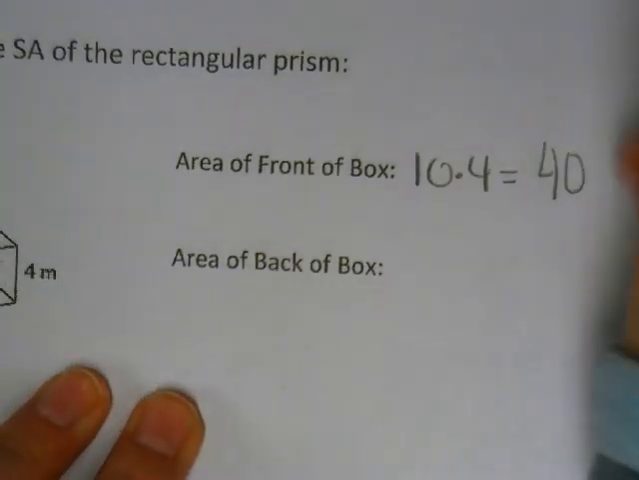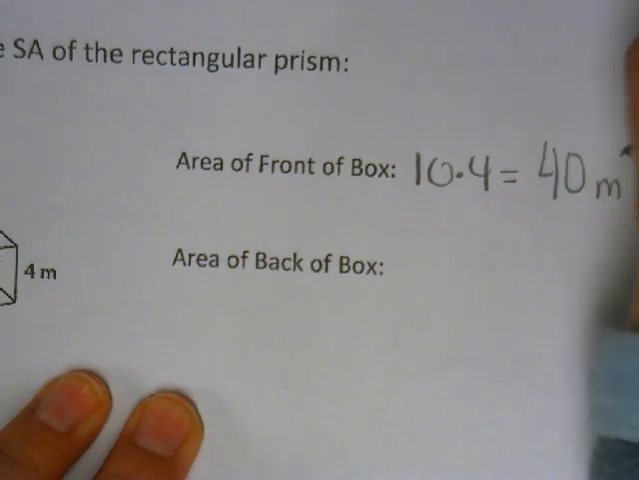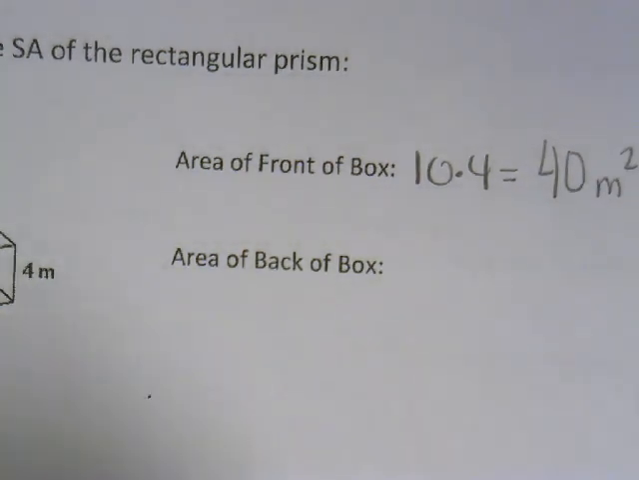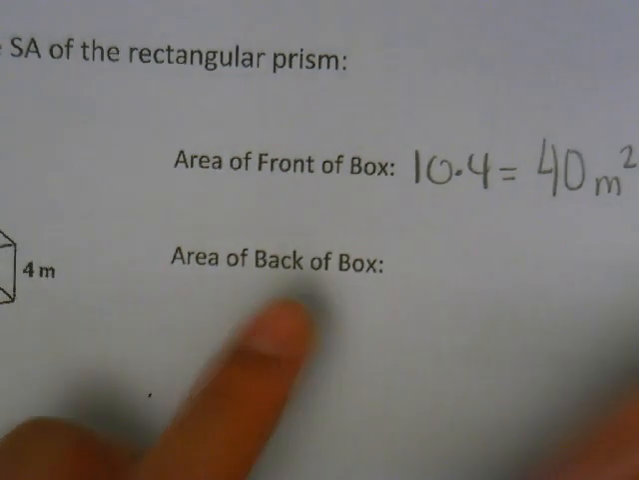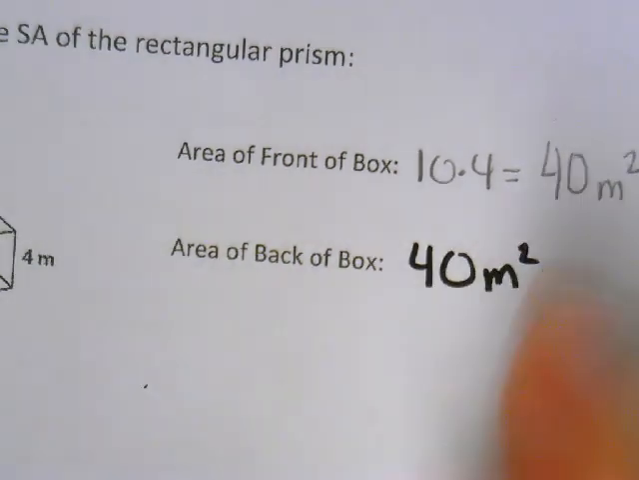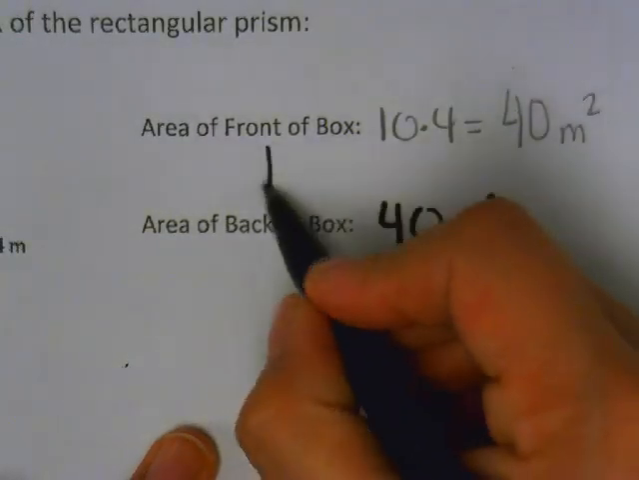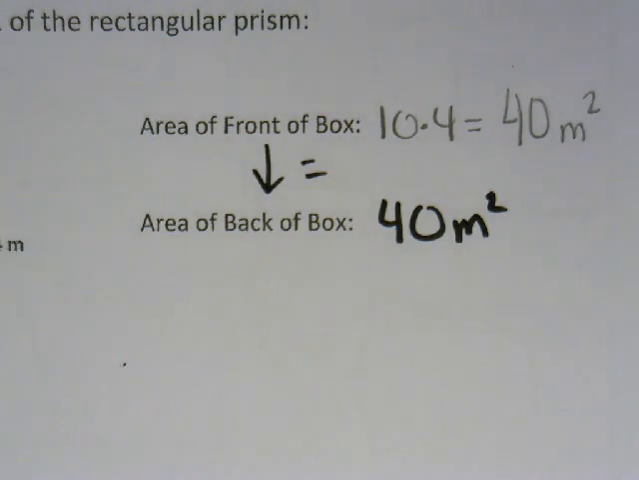So 40 what? Meters squared. Very good. Okay, so if the front of my box is 40, what's the back of my box? 40, because this side, the front side, is the exact same as the back side. So if this is 40, this is 40. So area of the back would also be 40 meters squared. These two are equal. The front and the back are equal.